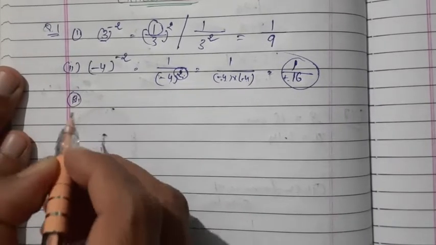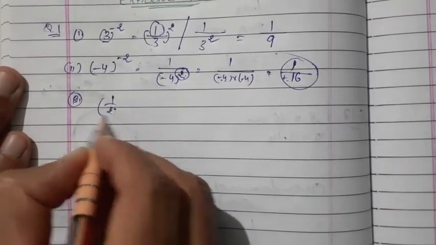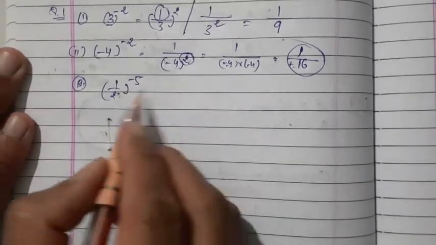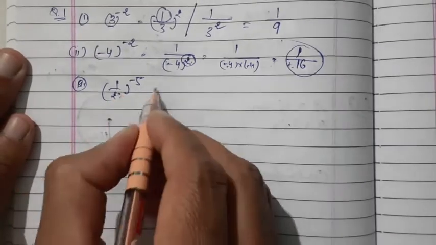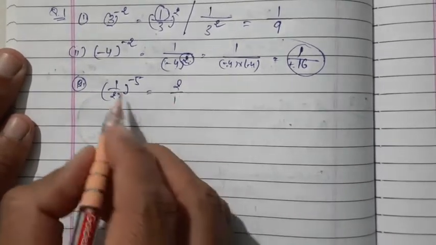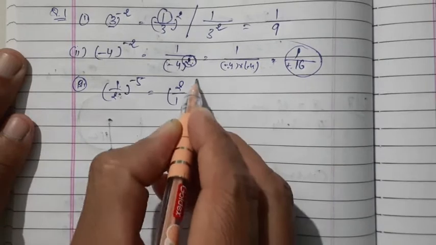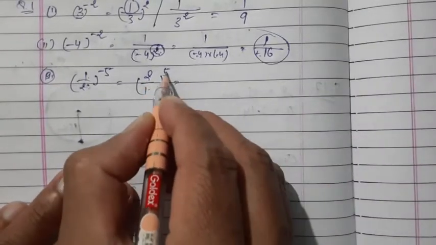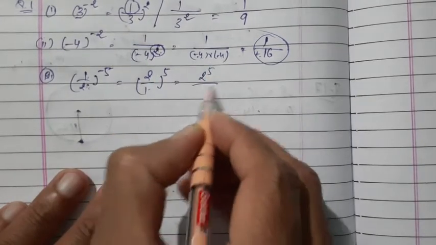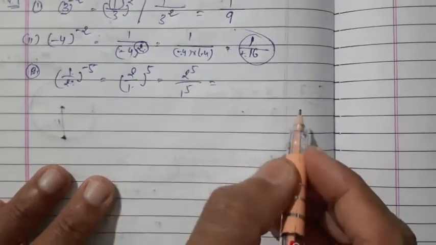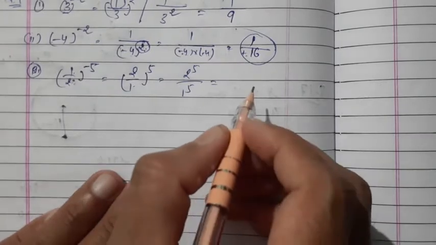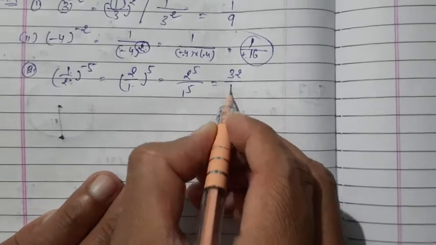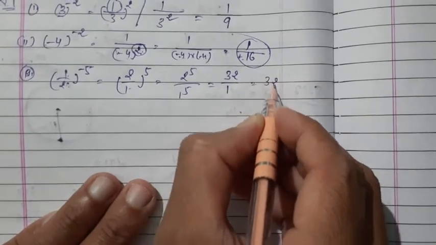Number 3, that is 1 upon 2 raised to minus 5. Fraction is there and power is minus. So what to do? Write down reciprocal of given fraction, that is 2 upon 1. Reciprocal of 1 upon 2 is 2 upon 1 raised to 5. Okay, so 2 upon 1 raised to 5 means that 5 is power of both, 2 raised to 5 and 1 raised to 5. 2 raised to 5 means 2 into 2 into 2, 5 times. Answer is 32. Divided by 1 raised to 5 is 1. So final answer is 32.